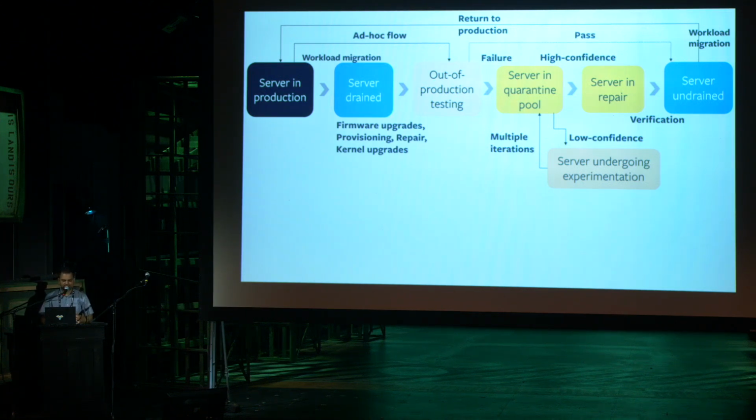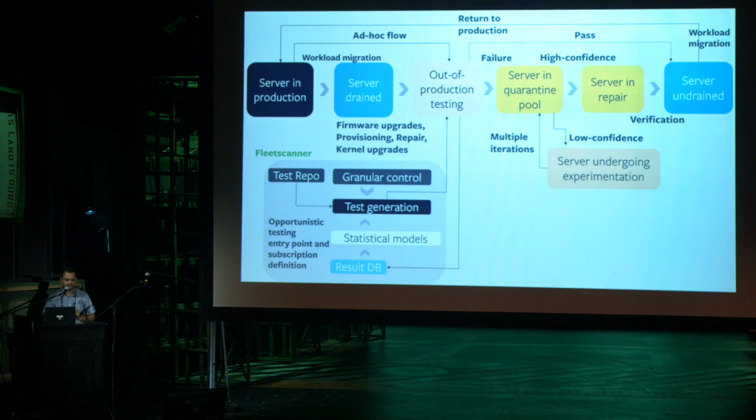So what happens within this out-of-production testing? This is the schema for the Fleet Scanner mechanism. There's a test repository where we keep updating different assembly level tests, C level tests, and C++ level tests. Then we put in different granular controls. You can control which maintenances you want to piggyback on, which tests are allowed for which maintenances, and what the total time durations allowed in each of these phases are. Then, based on this information, the tests are generated.